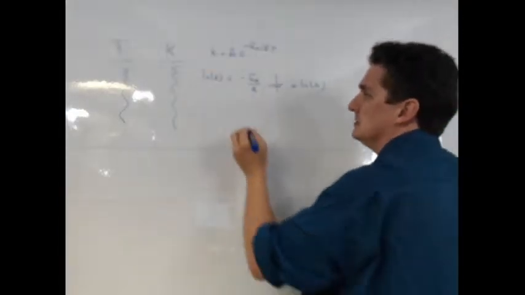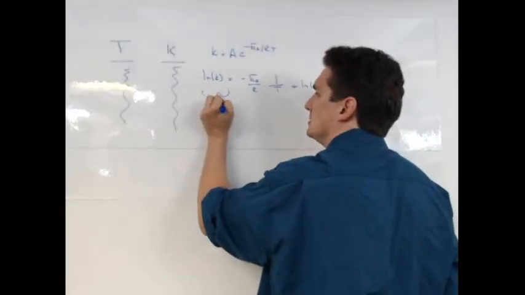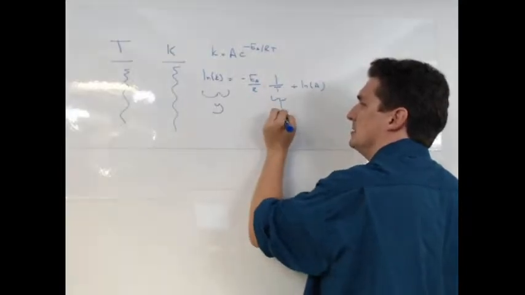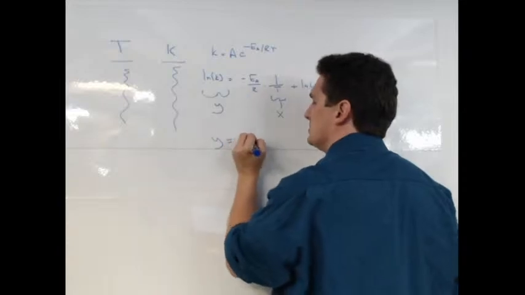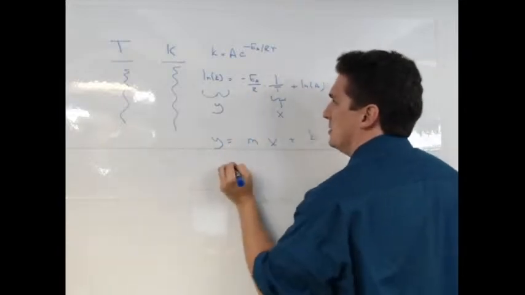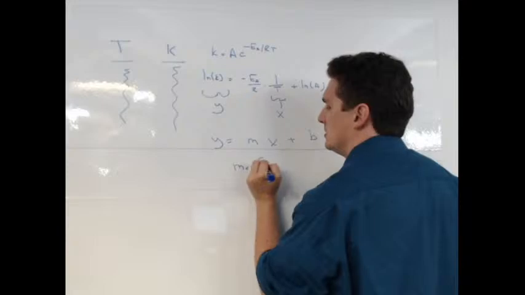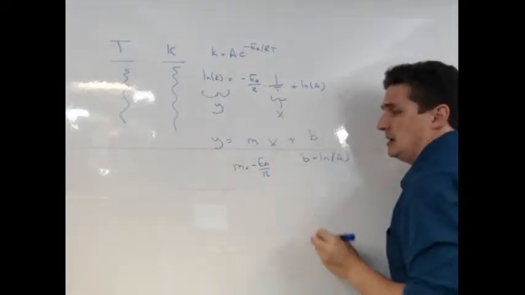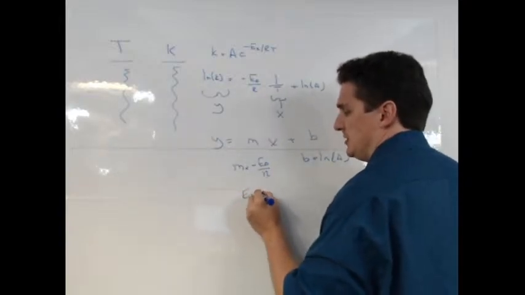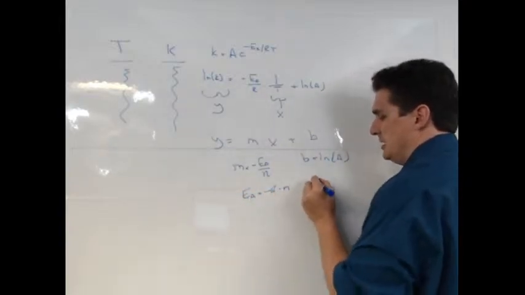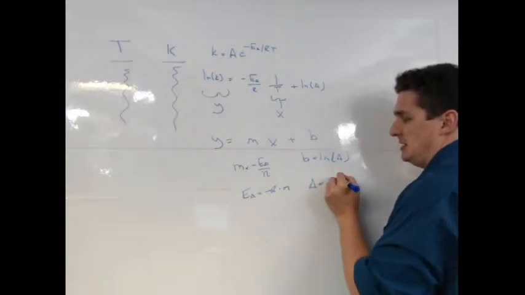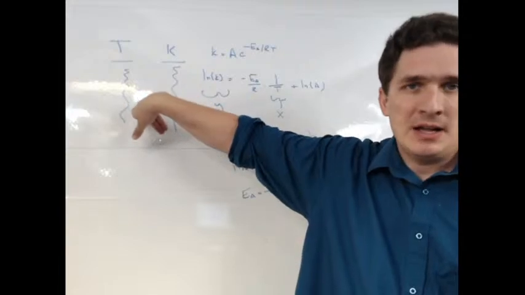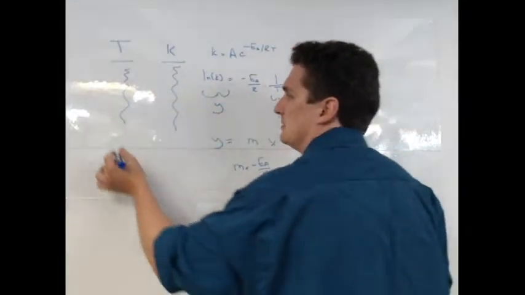So if we plot the ln K as Y and 1 over T as X, we should get a straight line. Y equals mx plus b, where m here is minus Ea over R, and b here equals the ln of A. If we rearrange, Ea is just minus R times the slope, and the pre-exponential factor is just e to the y-intercept. But that's not the data we're given. We're not given ln of K and 1 over temperature, so we have to convert.